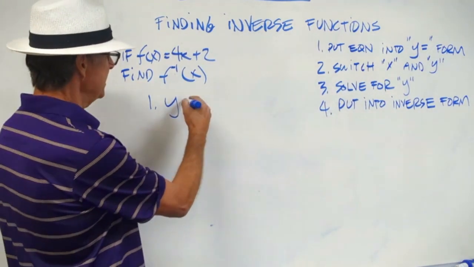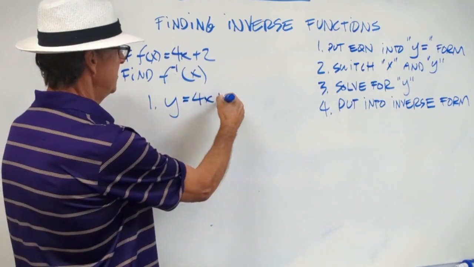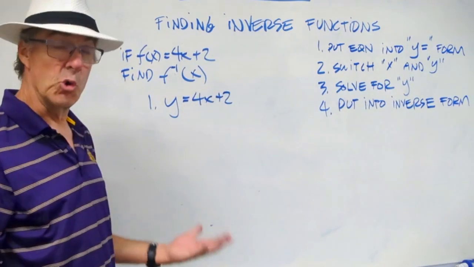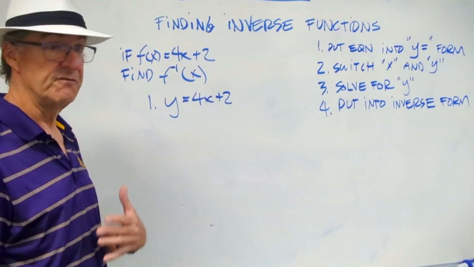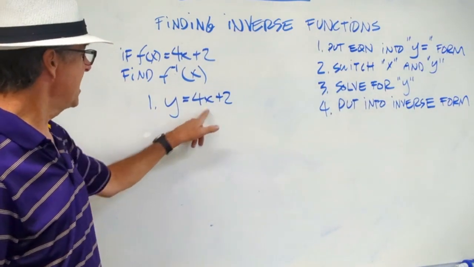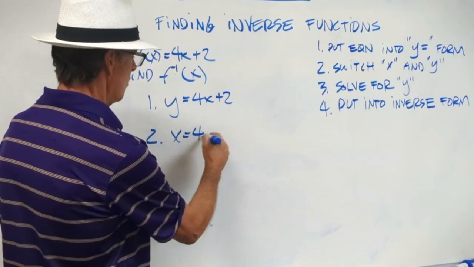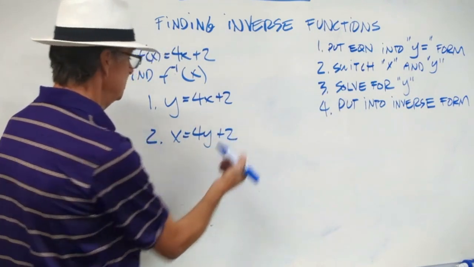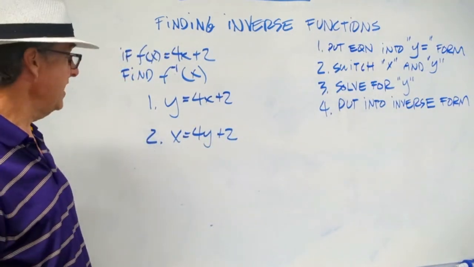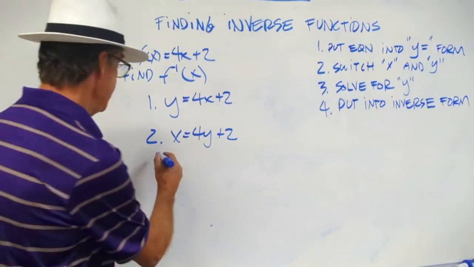So I'm going to write y equals 4x plus 2. This is like equation form instead of function form. Now we switch the x and the y's. So step 2 would be x equals 4y plus 2. So I've just switched x and y. Now I solve for y.